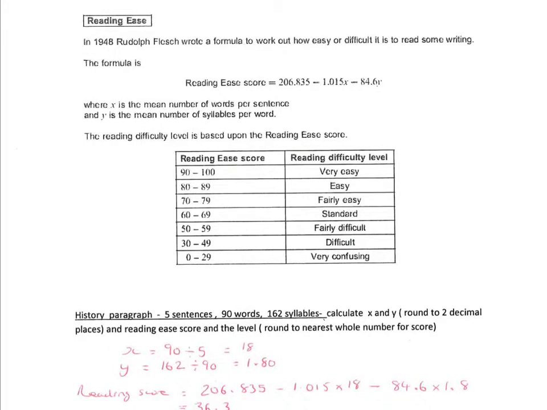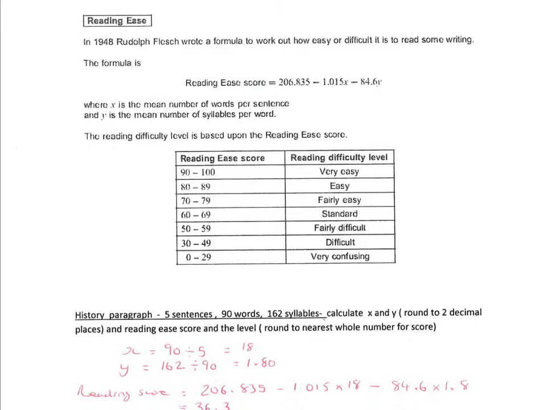In this question over here, you need to understand how to use this formula, which calculates how easy a piece of text is to read, ranging from very easy to very confusing. The formula will be given to you in the exam, which is this one here. So, I've got two examples over here. The first one is a history paragraph, which had 5 sentences. In those 5 sentences, there were 90 words and 162 syllables.